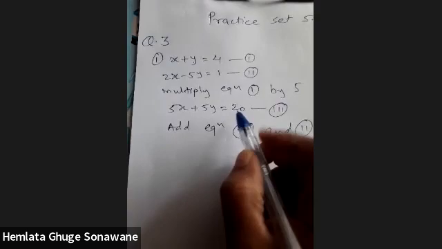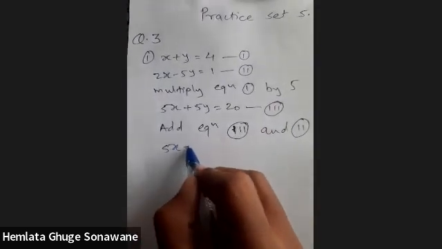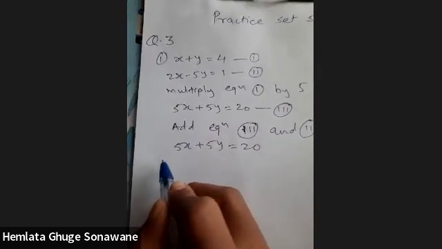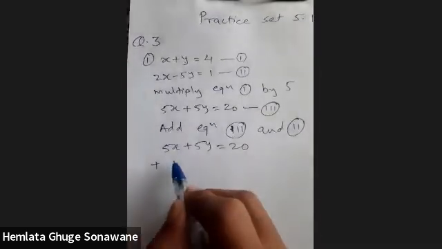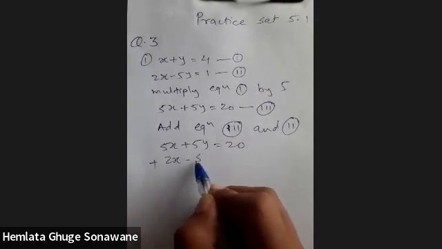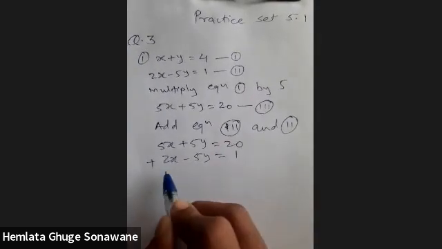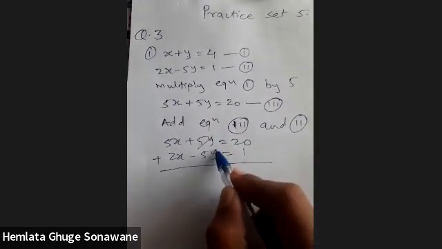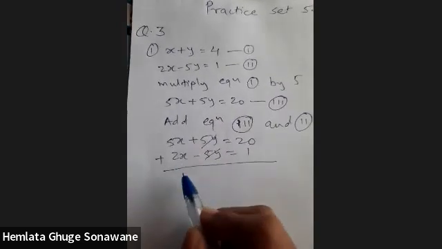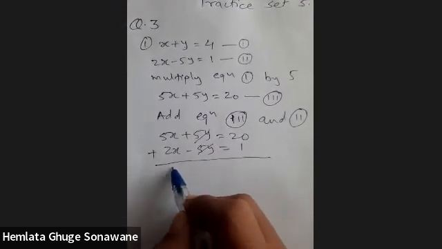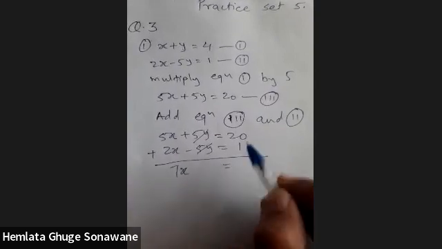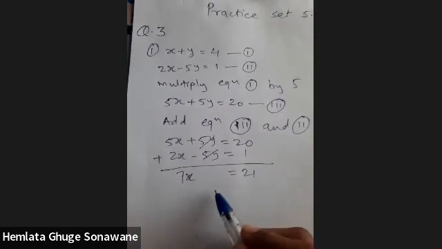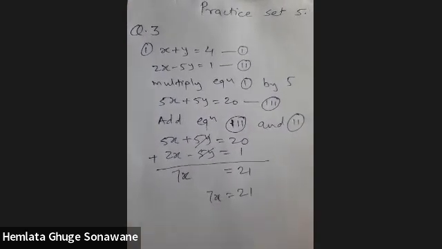Our equation number 3 is 5x plus 5y is equal to 20, plus equation number 2 is 2x minus 5y is equal to 1. Now here plus 5y and minus 5y get cancelled. We'll add 5x plus 2x, that becomes 7x, and 20 plus 1 is 21. Now we have got 7x is equal to 21.